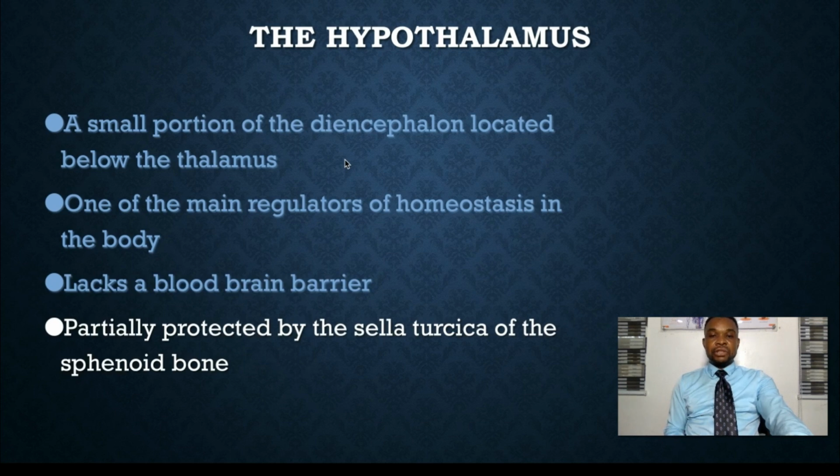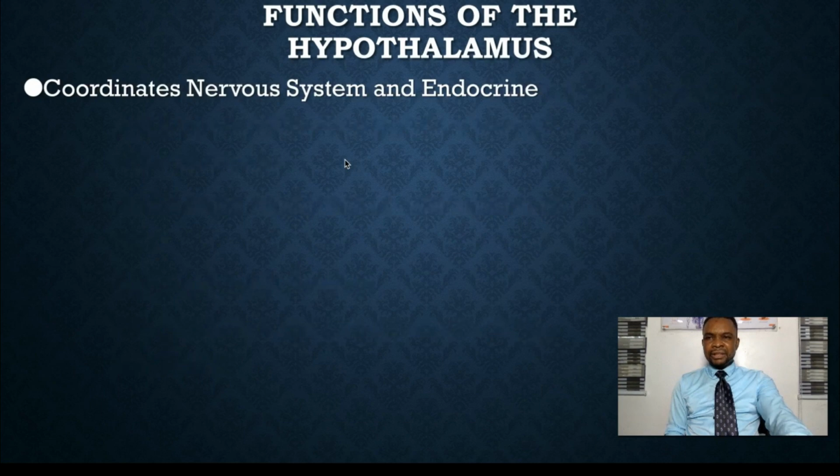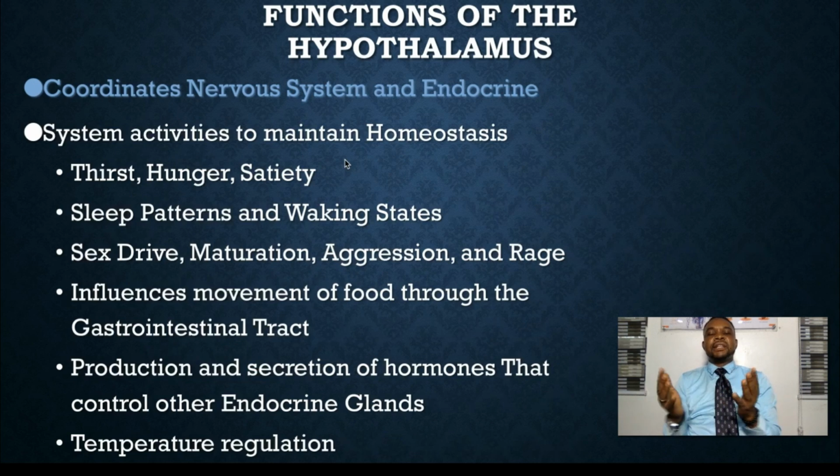The hypothalamus is protected by the sella turcica of the sphenoid bone, closely related to the pituitary gland. The hypothalamus coordinates the nervous system and the endocrine system. There's a lot of connectivity between the nervous system and the endocrine system, therefore making the hypothalamus function both as an endocrine organ as well as a nervous organ.